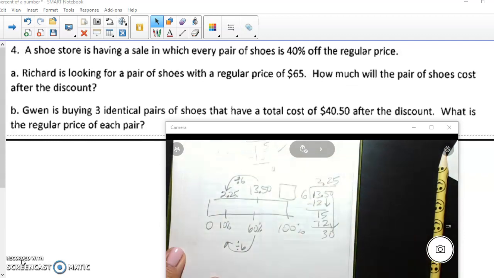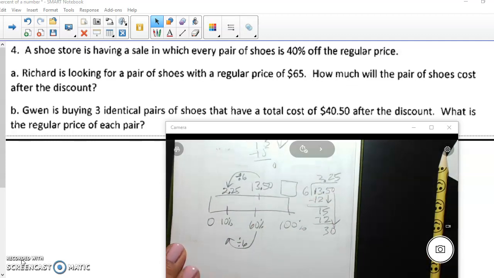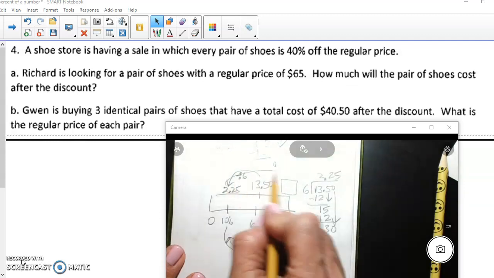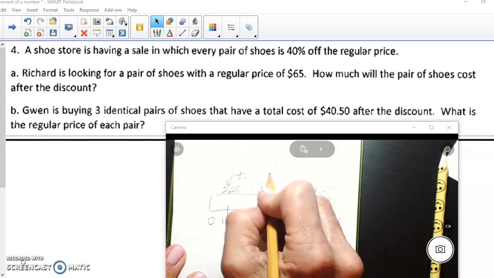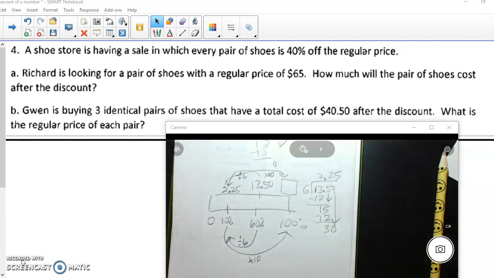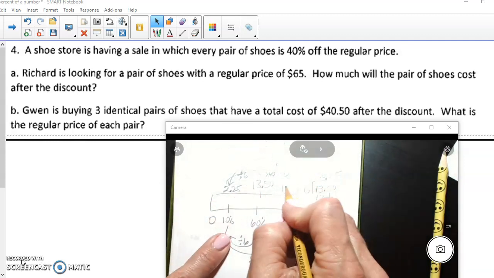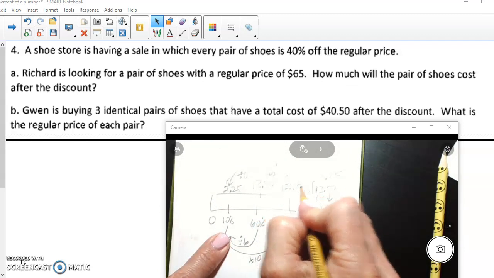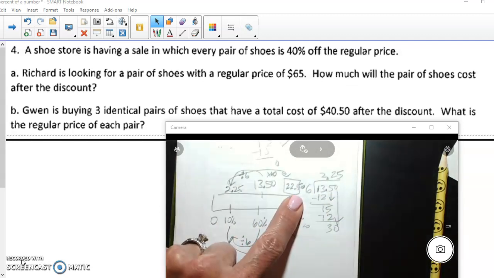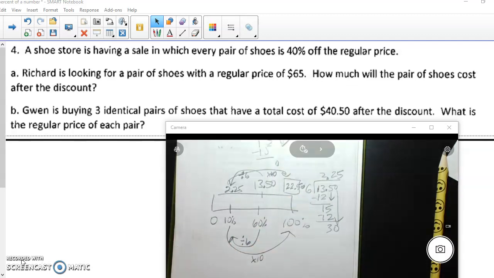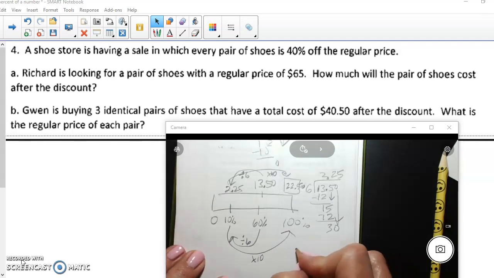So now we're going to take that 10% and we want to get to 100% because we're going to try to figure out what the total price is. So 10% times 10 is 100%. And 2.25 times 10. Well, anytime I multiply by 10, I want to just move that decimal 1 place to the right. So 2.25 times 10 is 22.50. And notice that I put a 0 at the end because it's money, $22.50. That was the original price of the pair. So the regular price of each pair was $22.50.